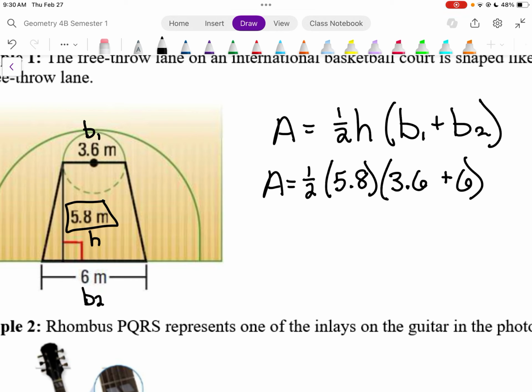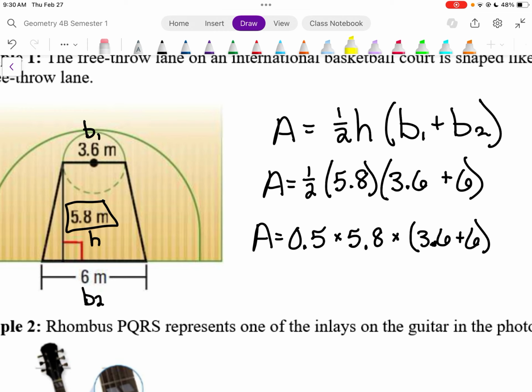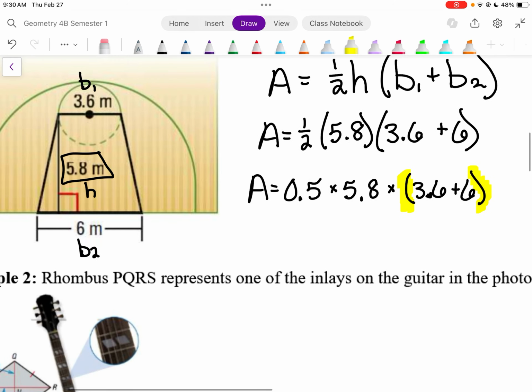All right, now you can type all of this into your calculator exactly like that. Or you can simplify before. It is up to you. When you type it in, typically people type it in like this, where they have 0.5 times 5.8 times, and then you have to make sure this part is in parentheses, or you have to add them before you put it in your equation. So again, it's really important that you either add these or put them in parentheses when you type it into your calculator.